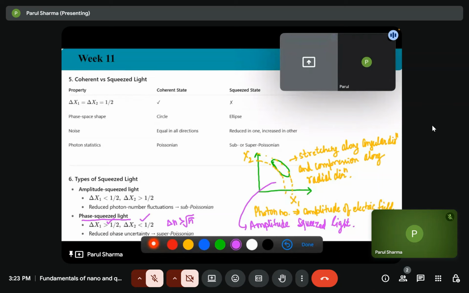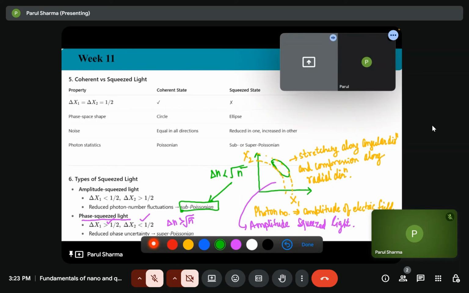Whereas in case of amplitude squeezed light, delta n is lesser than root n bar, and then it will follow the sub-Poissonian statistics. Till now, we saw the photon statistics based on the fluctuations in number of photons. Similarly, we can have phase statistics also.